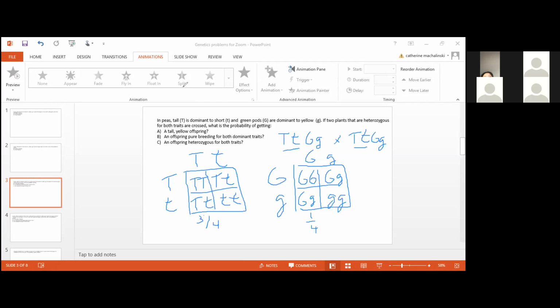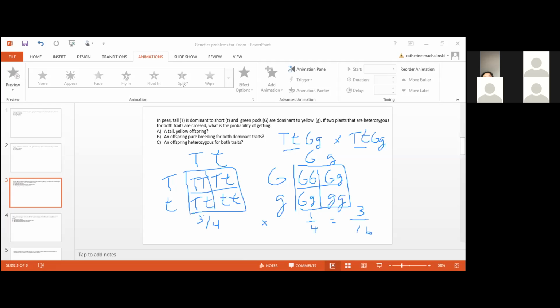So how often would I get tall and yellow? Well, the answer is the product. You just multiply. And if you are afraid of math, if you know how to multiply, you know how to multiply fractions. It's simple. You just multiply the numerator and multiply the denominator. So multiply the top, multiply the bottom. So 3 times 1 is 3. 4 times 4 is 16. There's your answer.